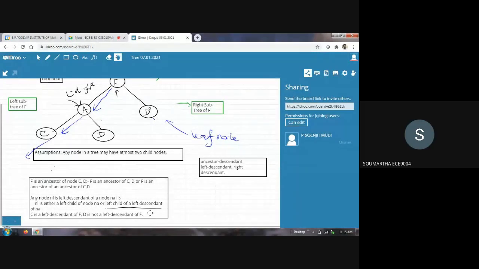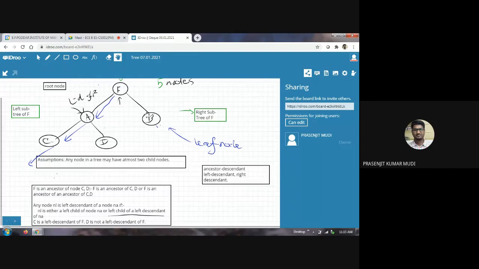Good. In a similar fashion, we can define the right descendant of a particular node F. For example, here B is a right descendant of F. If I complete this tree to become a complete binary tree, it will look like this. Let's say this is E and F. A similar conclusion we can draw here. G is a right descendant of F, but not E. Is it clear now?